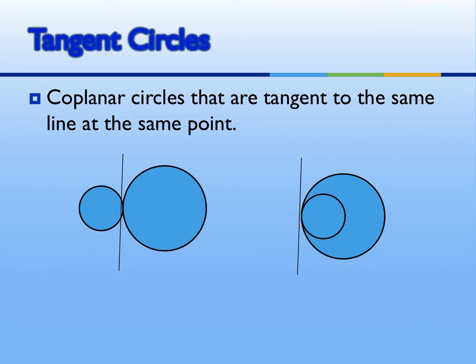Tangent circles are going to be two coplanar circles that are tangent to the same line at the same point. So they're going to be touching. So the first one on the left sort of looks like a snowman. So notice the tangent line is squeezing in between the two circles, and the point of tangency would be right here. And then over here, you could have a circle in a circle, and again, this is the tangent line, and again, it's hitting both circles at the same point. Now, the one on the right, they do not have the same center.